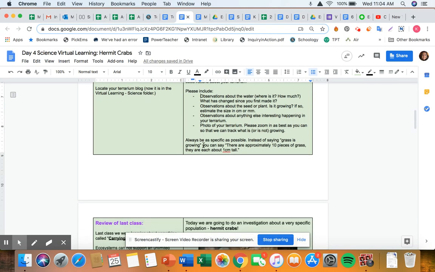And always try to be as specific as possible. So don't say something like the grass is growing. You could say something like, there's approximately 10 pieces of grass and they are each about 1 centimeter tall. That's an observation straight out of my terrarium today.